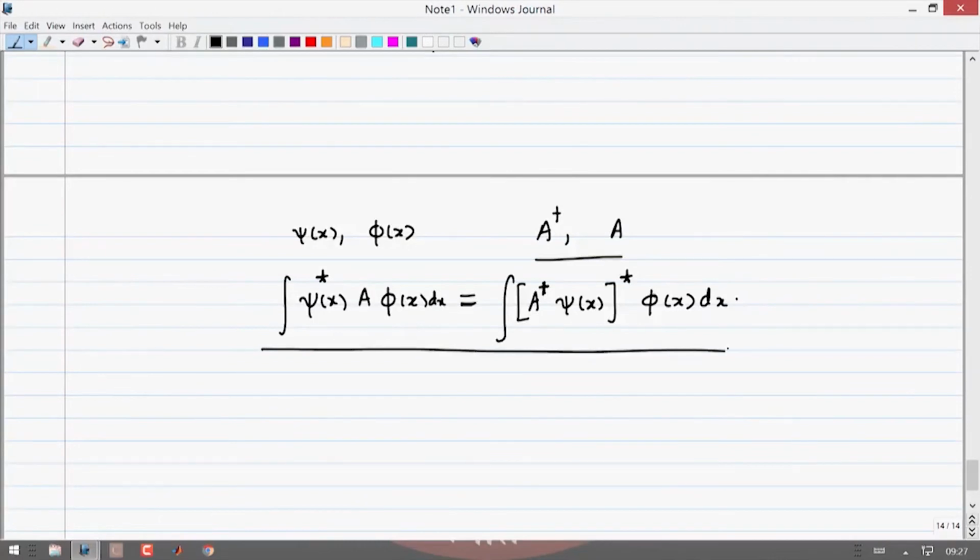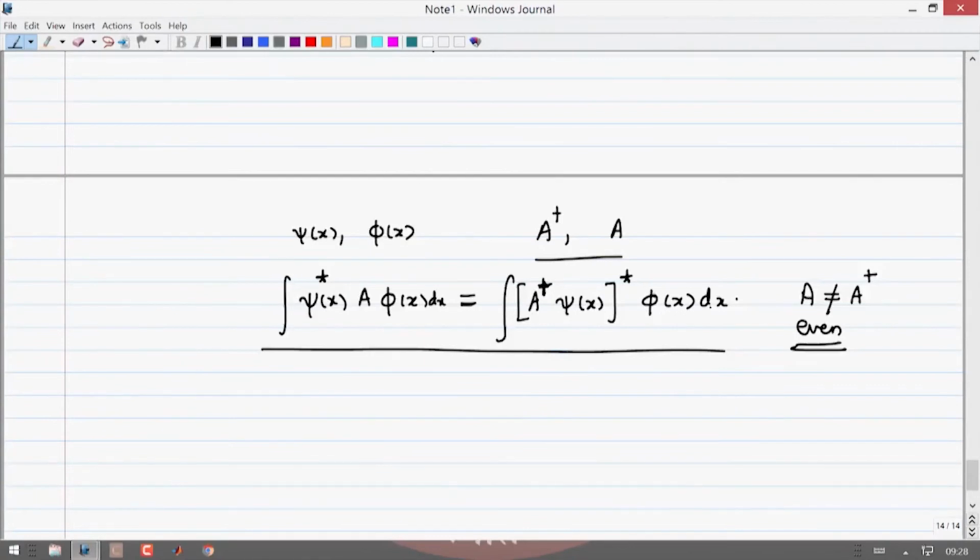This is always true even if the operator is not Hermitian. This is the definition of the Hermitian adjoint. The operator sandwiched between two wave functions psi and phi is on the left-hand side, and the Hermitian adjoint is acting on the left wave function, but the product is taken as a complex conjugate multiplied by the right-hand wave function phi of x dx.